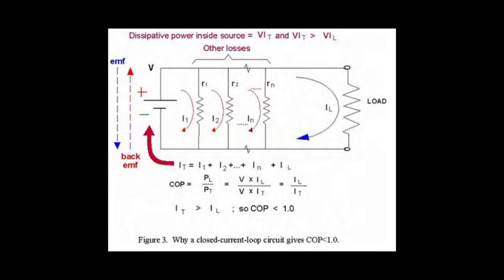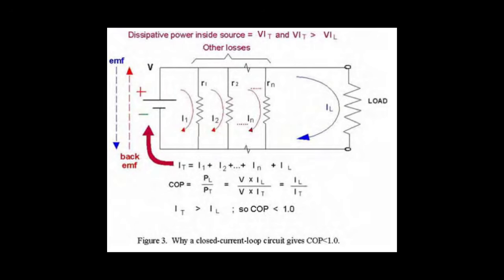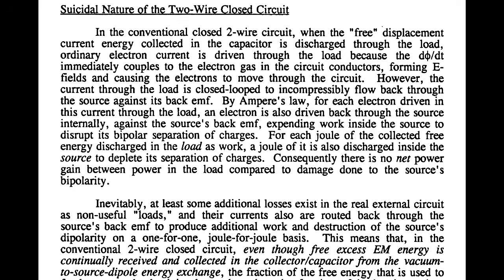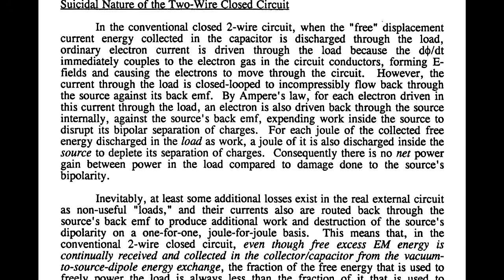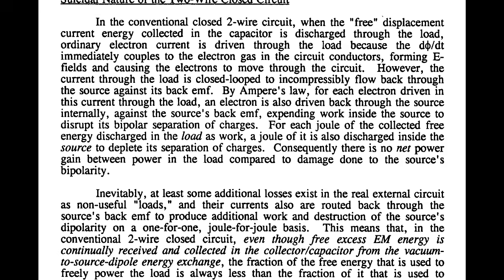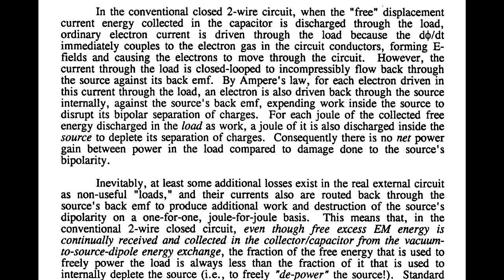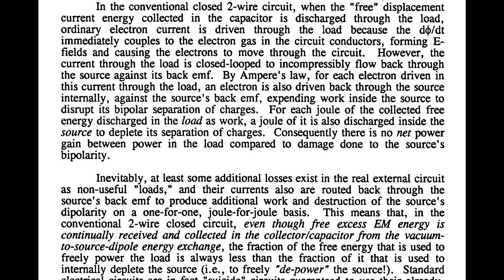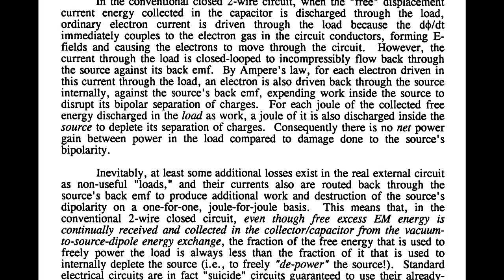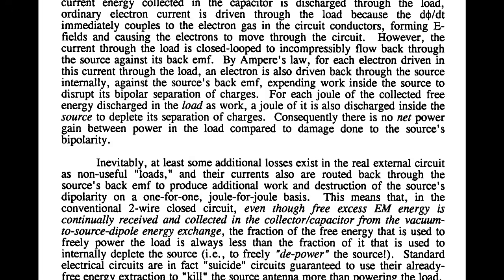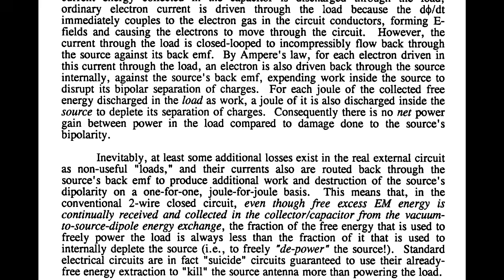However, the current through the load is closed-looped to incompressibly flow back through the source against its back EMF. By Ampere's law, for each electron driven in this current through the load, an electron is also driven back through the source internally against the source's back EMF, expending work inside the source to disrupt its bipolar separation of charges. For each joule of collected free energy discharged in the load as work, a joule of it is also discharged inside the source to deplete its separation of charges. Consequently, there is no net power gain between power in the load compared to damage done to the source's bipolarity.